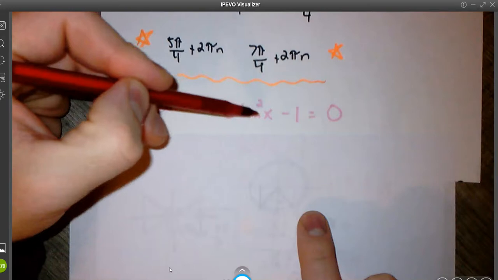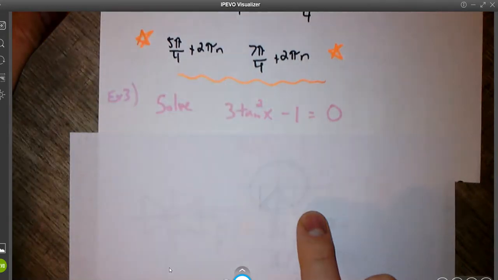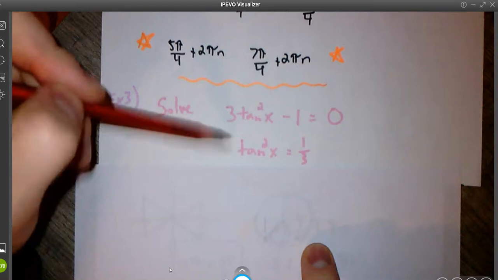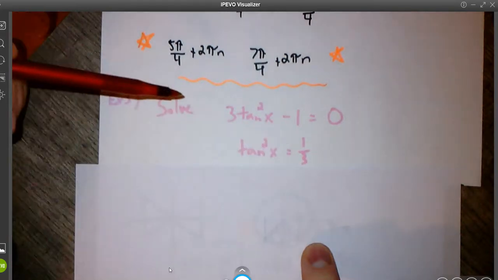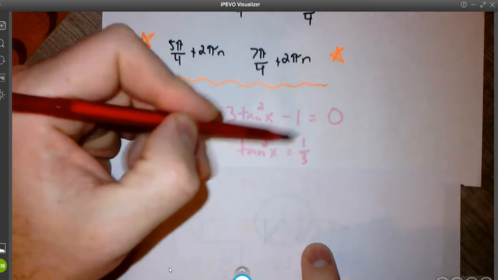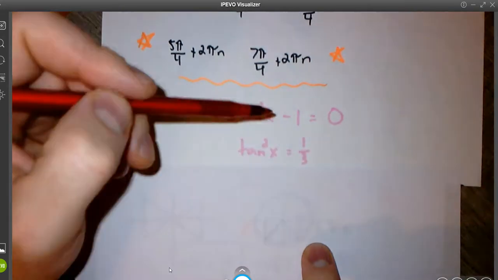And then to undo a squared, just like you did in Algebra 2, you would take the square root of both sides. Okay, if I take the square root of both sides, I'll just get tangent x on this side. I'll get the square root of 1 on this side. The square root of 1 is 1. And square root of 3 is just the square root of 3.